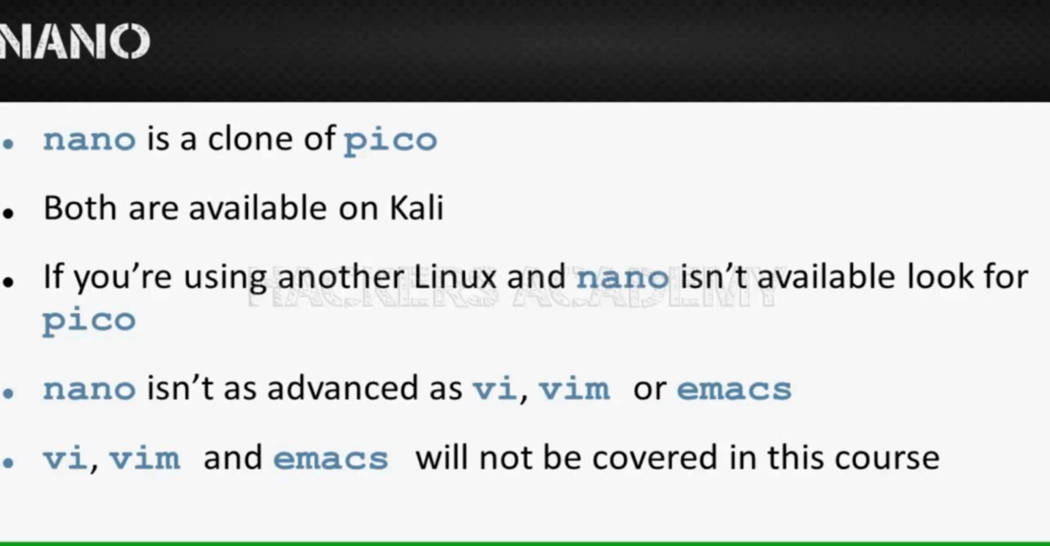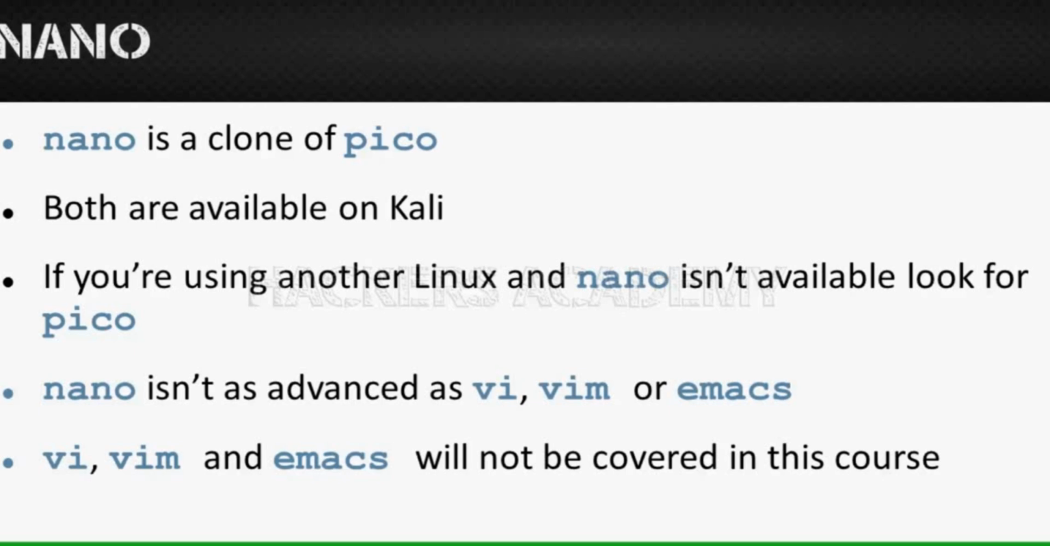There's a lot of different camps and supporters out there for Nano, VI, Vim, or Emacs. You'll see a lot of debates and discussions online on which one is better and which one is more advanced and which one you should or shouldn't be using. Don't worry too much about this, especially if you're beginning in Linux. Nano is the easiest, however it's not as advanced as VI, Vim, or Emacs.